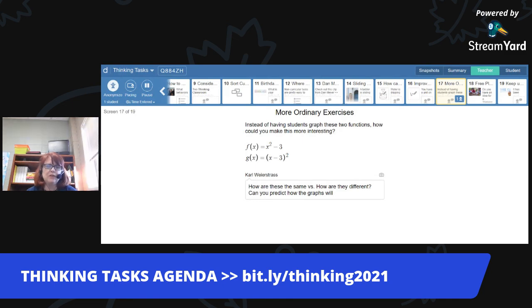Can you predict how the graphs would be? Yeah. How they would differ. It's interesting, they do have a lot of similarities. They both have the square and they both have a minus 3 in there somewhere. But it does make a difference, doesn't it?